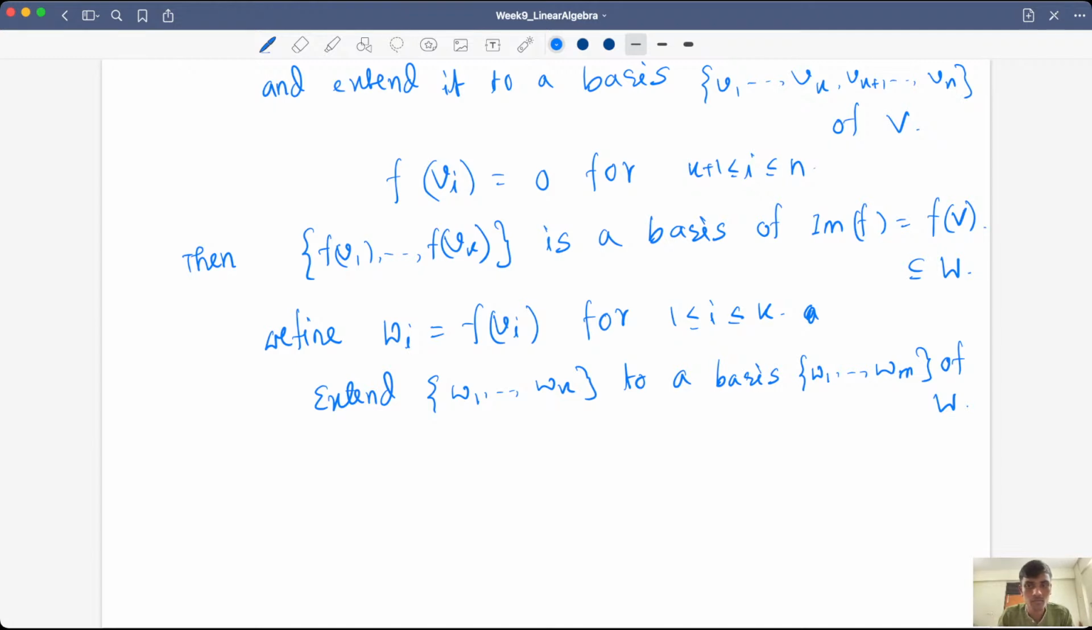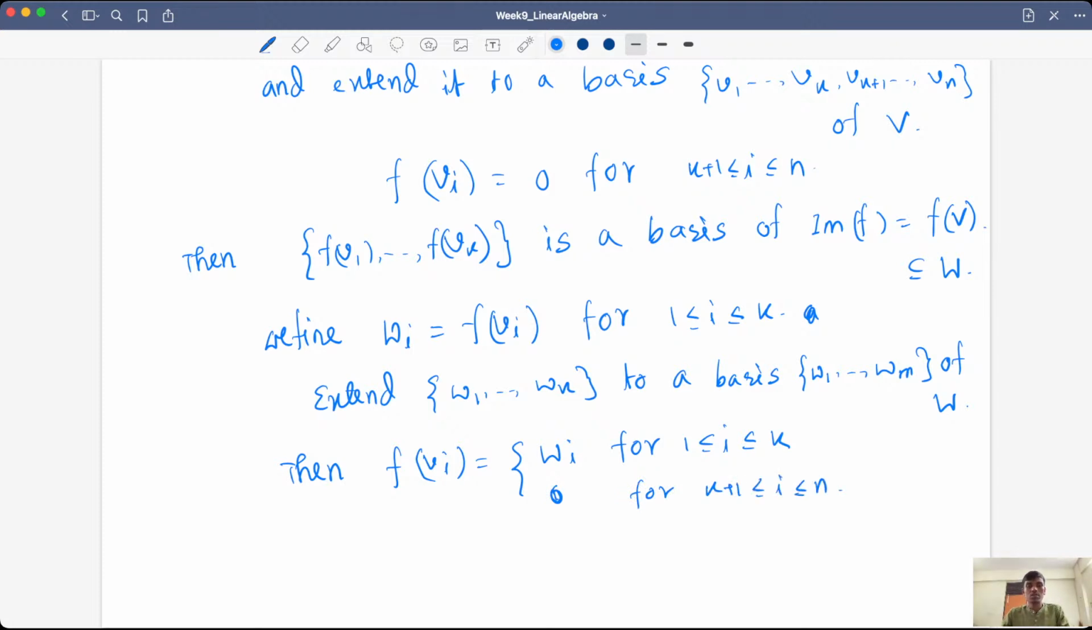Then we have f of vi equal to wi for 1 less equal to i less equal to k and 0 otherwise, right? 0 for k plus 1 less equal to i less equal to n. So then the matrix is clearly, if I write m of v w of f, this is exactly the identity of kth order, and the rest is 0 matrix, 0 matrix, 0 matrix. So that's the required thing.